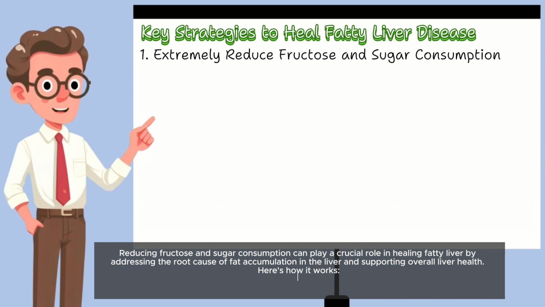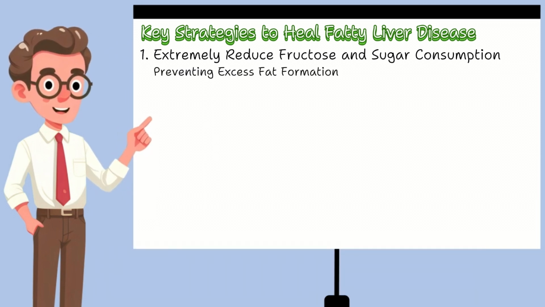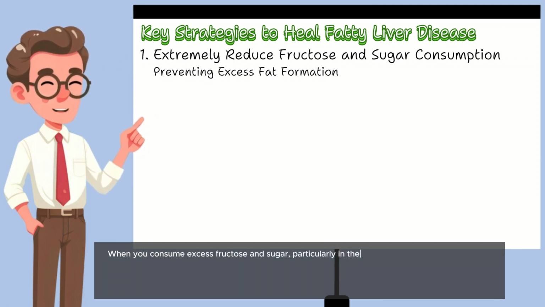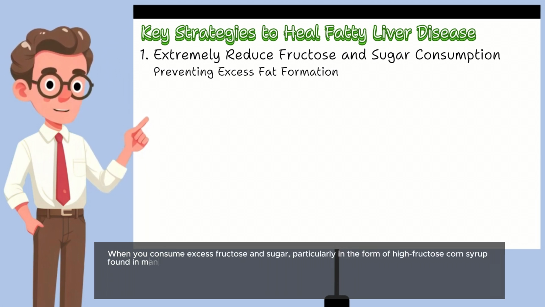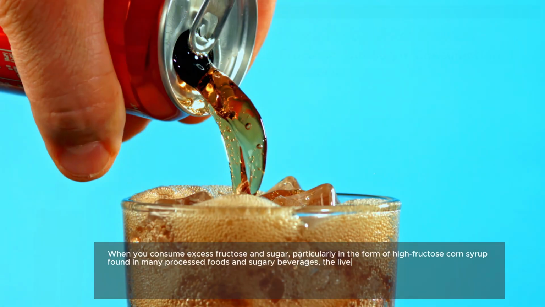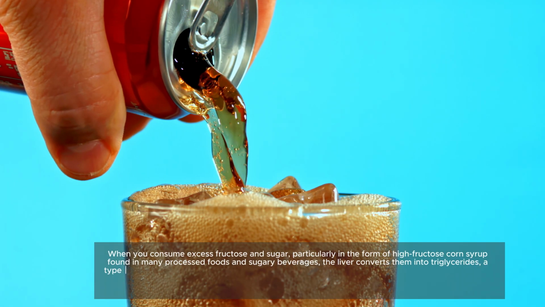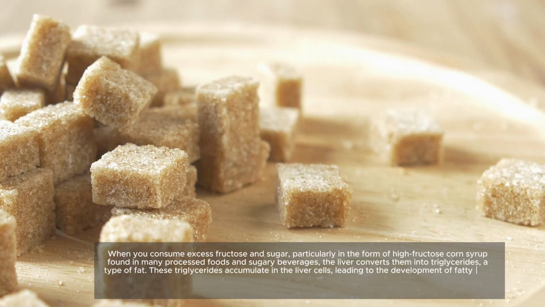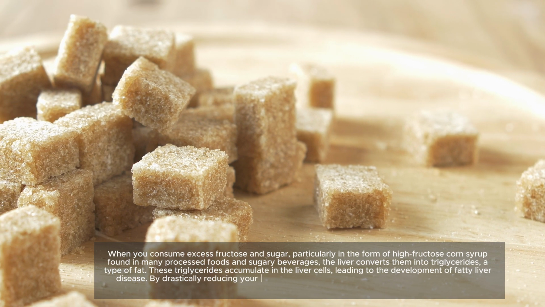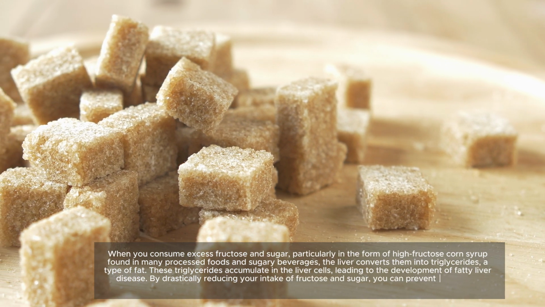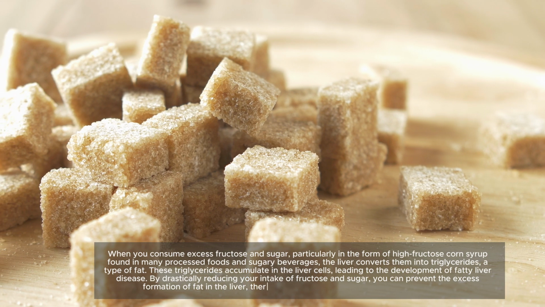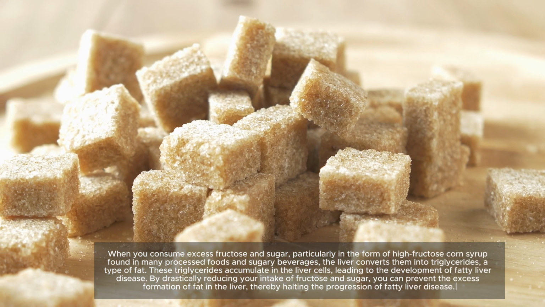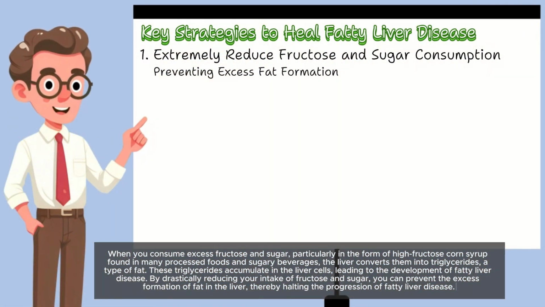Here's how it works. First, preventing excess fat formation. When you consume excess fructose and sugar, particularly in the form of high fructose corn syrup found in many processed foods and sugary beverages, the liver converts them into triglycerides, a type of fat. These triglycerides accumulate in the liver cells, leading to the development of fatty liver disease. By drastically reducing your intake of fructose and sugar, you can prevent the excess formation of fat in the liver, thereby halting the progression of fatty liver disease.